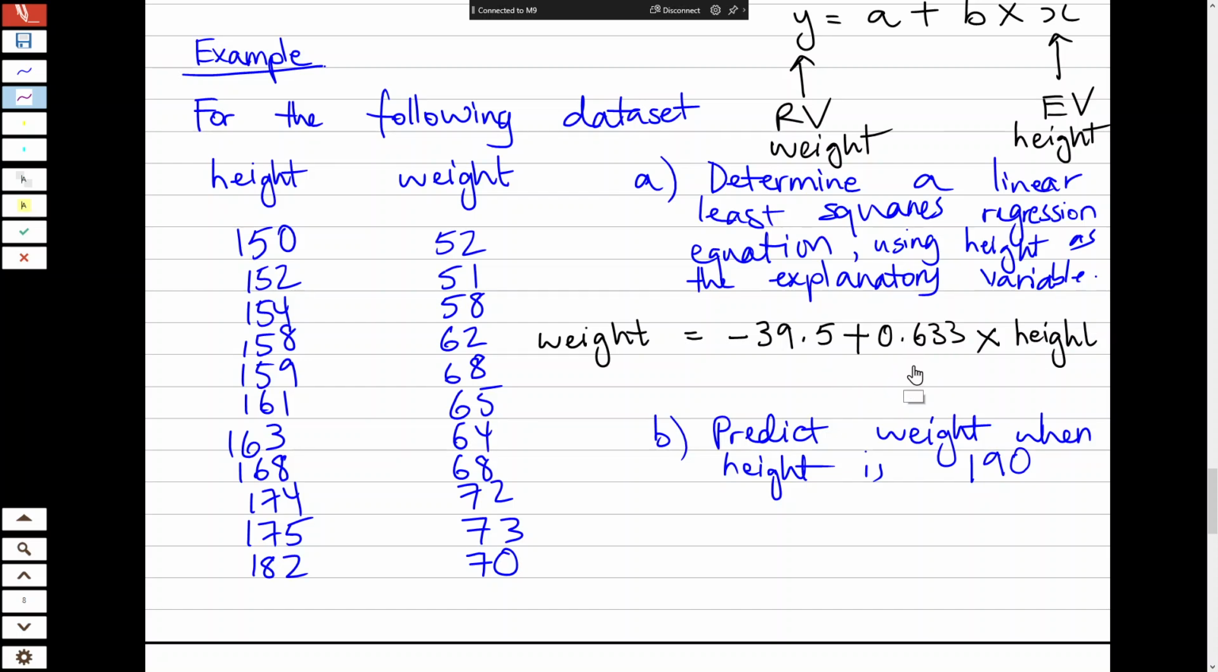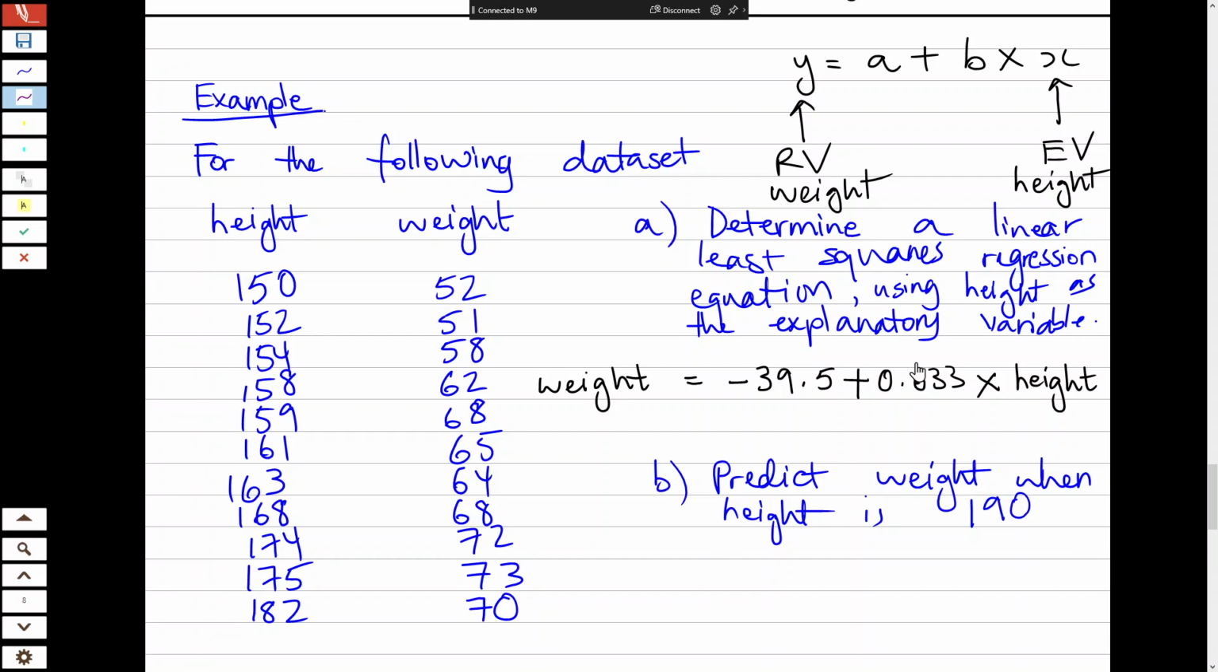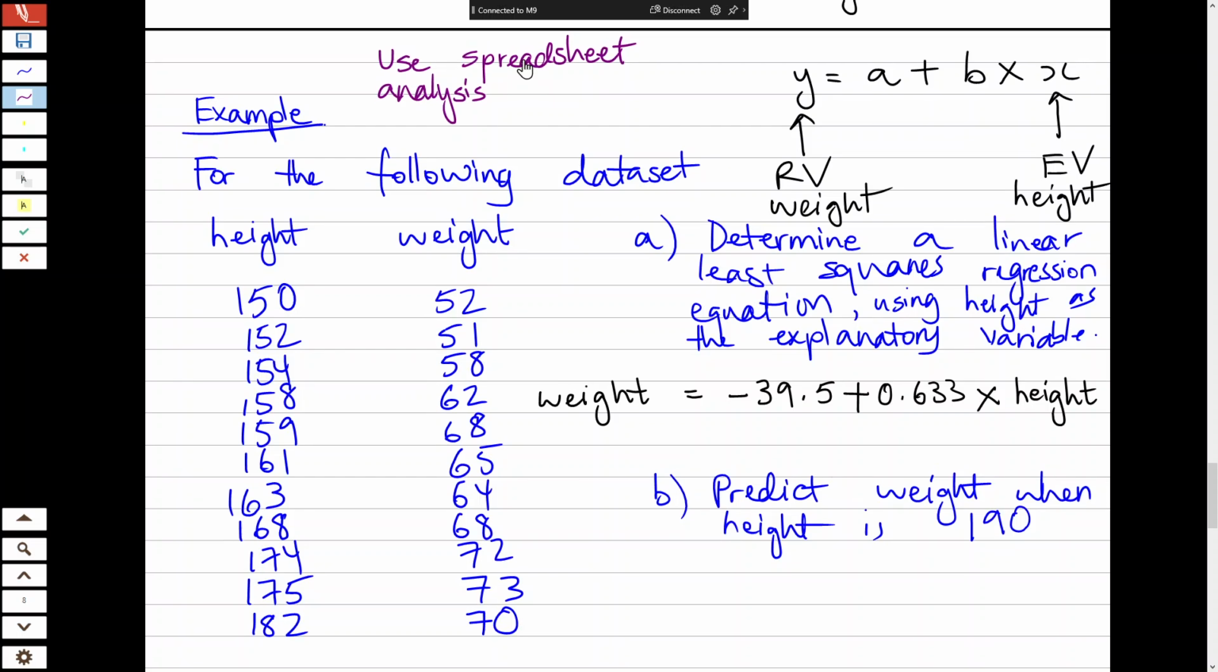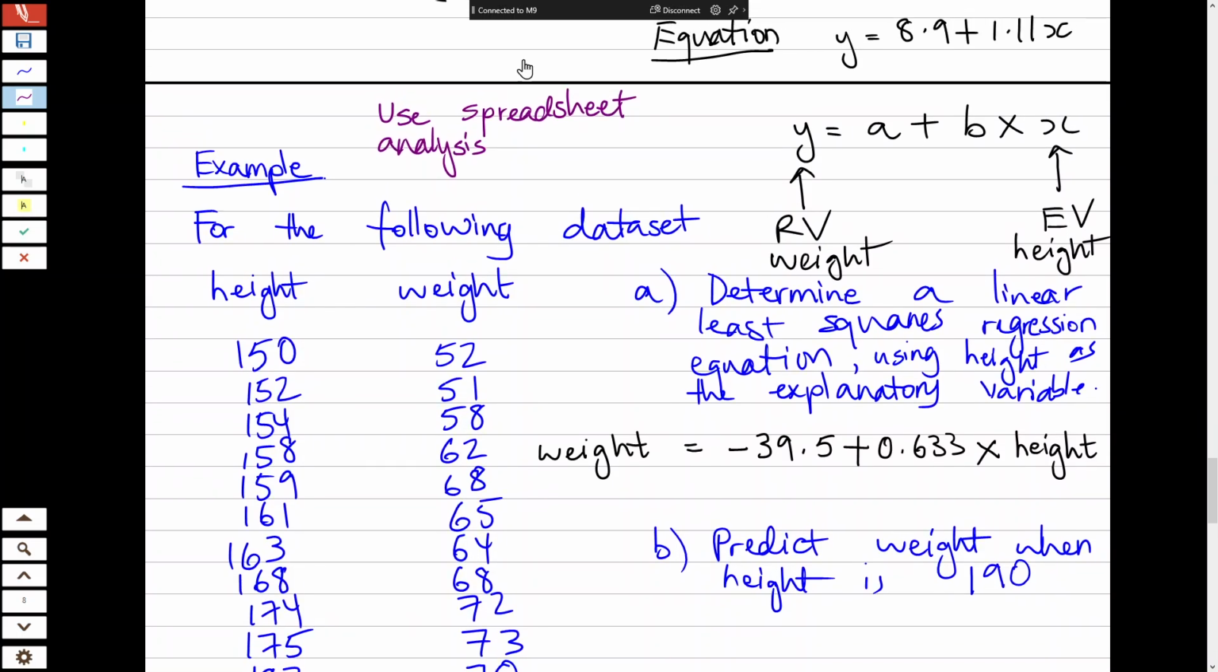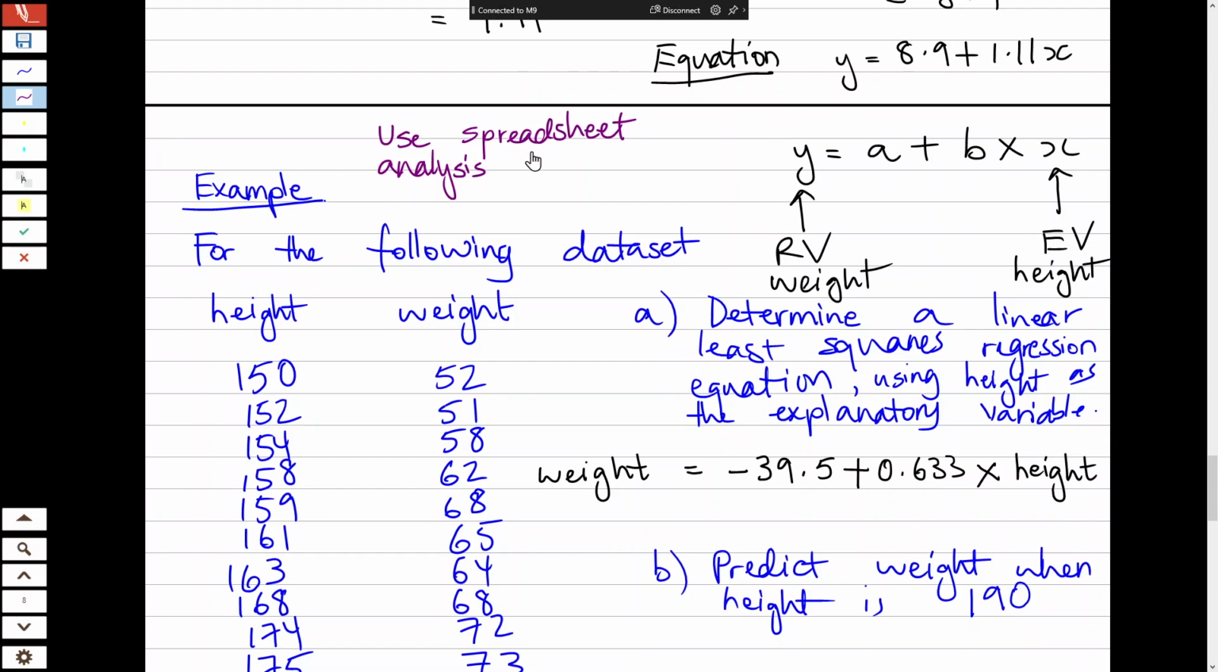So I'll write a note for anyone who's reading this later. Use spreadsheet analysis. So we used spreadsheet analysis, linear regression, a plus bx, to get a and b.